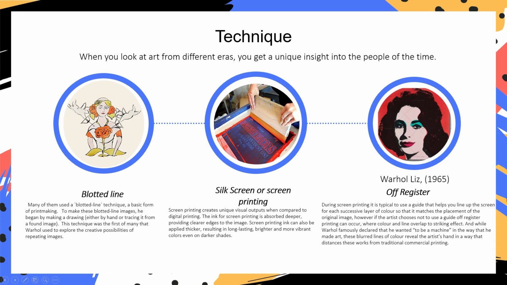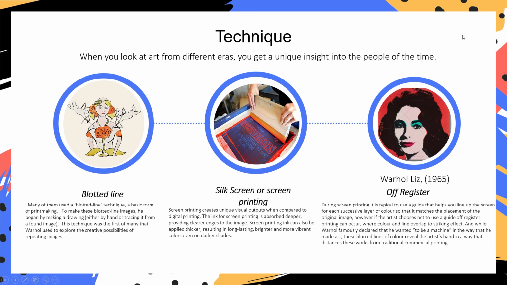The second technique is silk screen, or screen painting. Screen painting creates a unique visual output when compared to digital painting. The ink for screen painting is absorbed deeper, providing a clearer edge to the image. Screen painting ink can also be applied thicker, resulting in a long-lasting, brighter, and more vibrant color, even on darker shades.